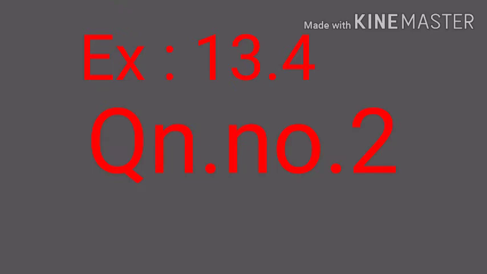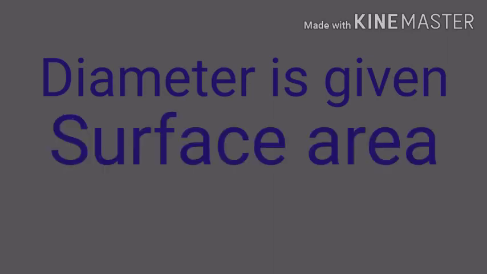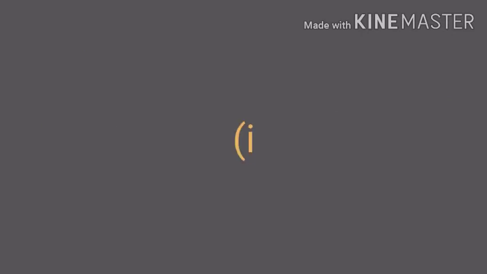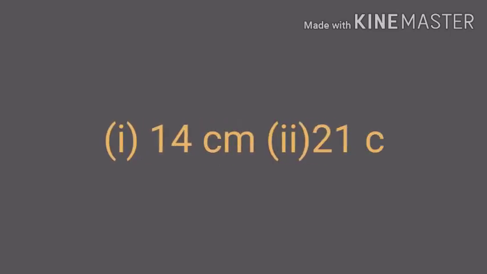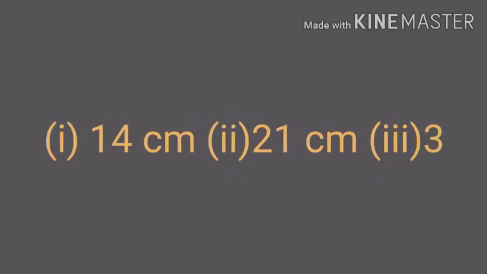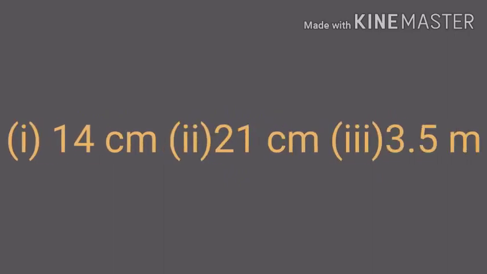Now exercise 13.4 second section. In the second section, 3 sub-questions are there. It is given the diameter of the sphere and we should find the surface area of the sphere. Here, diameter is given and we have to find its surface area. For the first sub-question, diameter is given as 14 centimeter. For the second sub-question, it is given as 21 centimeter. And for the third sub-question, diameter of the sphere is given as 3.5 meter. So here we have to find the surface area of the spheres.